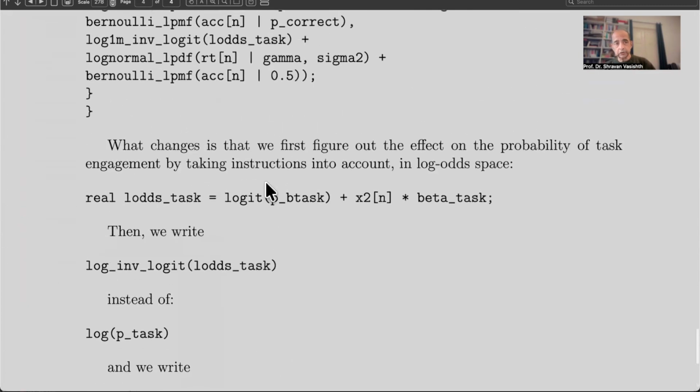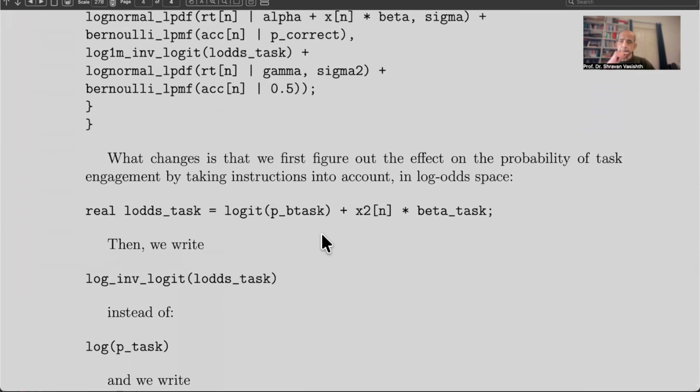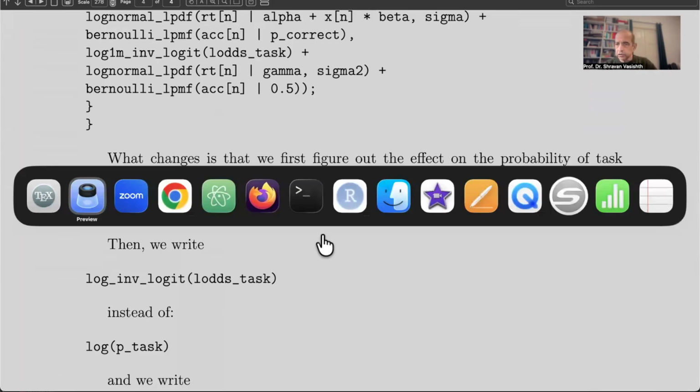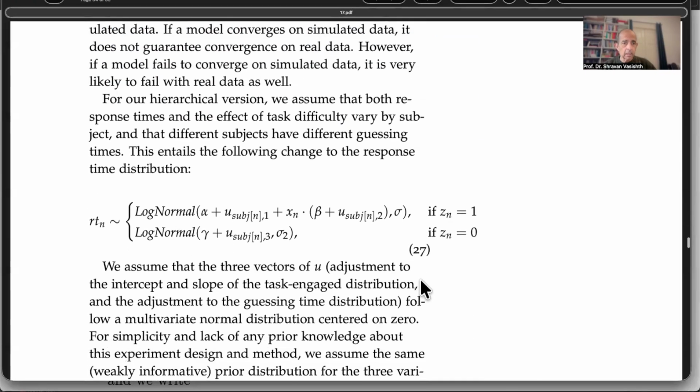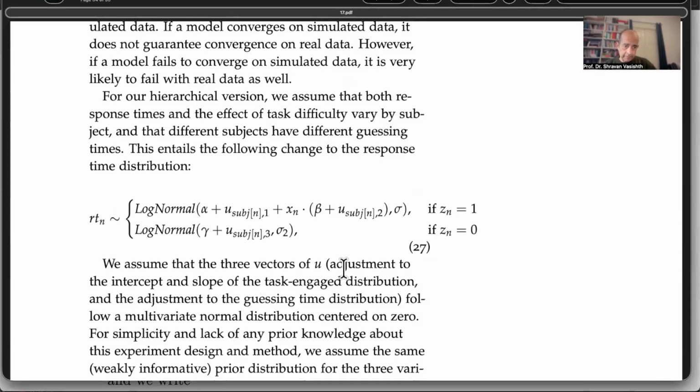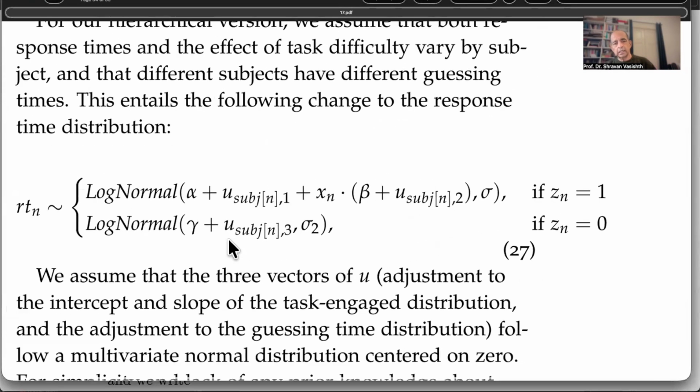And so now we are going to switch to a hierarchical version of this model, which is also straightforward because you know chapter 5, you know how to make a model hierarchical. But mathematically what's going to happen is in the reaction times, this is the only place where we will add hierarchical structure.